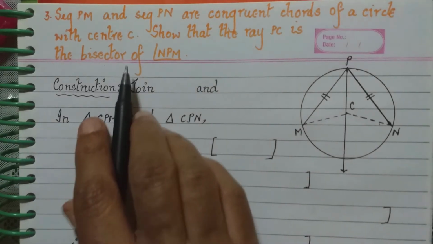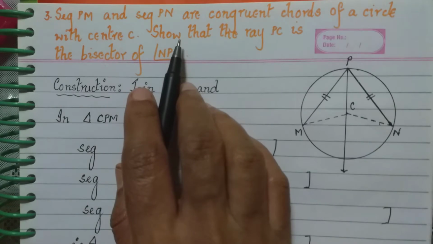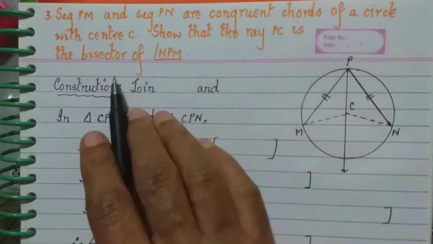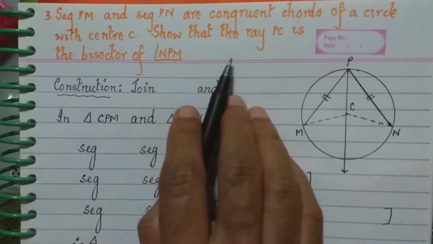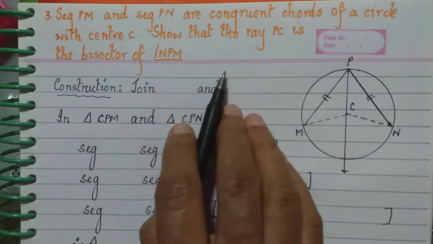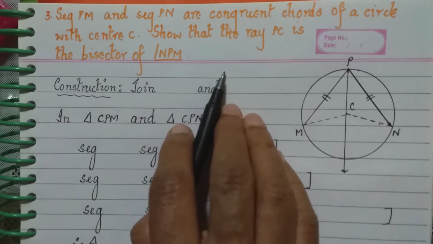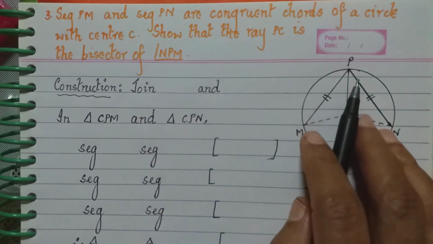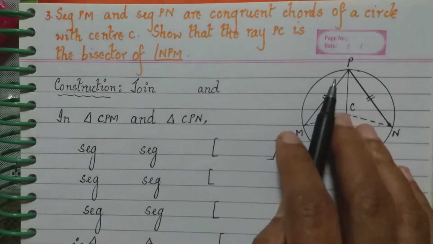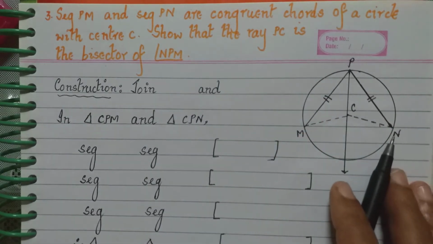Third question: segment PM and segment PN are congruent chords of a circle with center C. Show that the ray PC is the bisector of angle NPM. Now they have given us that segment PM and segment PN are congruent chords of a circle.